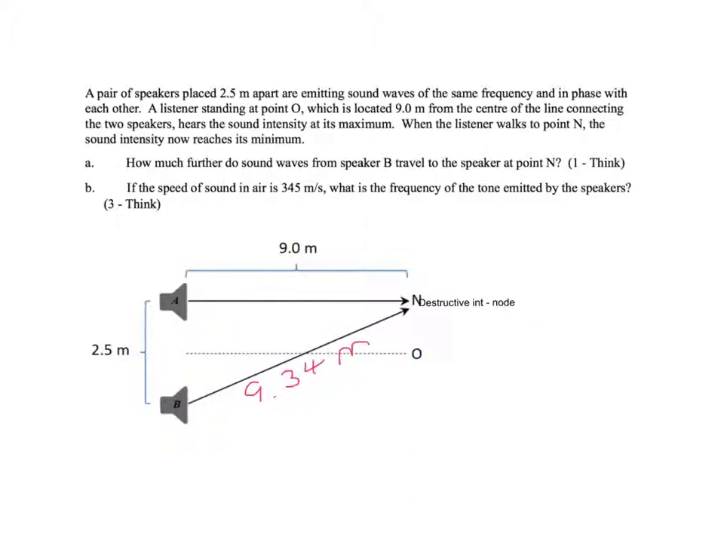Okay, so the question is, how much further did sound travel going from B to N compared to A to N? What would you say the path difference is equal to? 0.34 meters. So what we're going to say now is this. 0.34 meters would be how many wavelengths? 1/2 of a wavelength. So if you take a look at the equation now, what would you say that one full wavelength must be equal to? 0.68. 0.68 meters, or 68 centimeters.